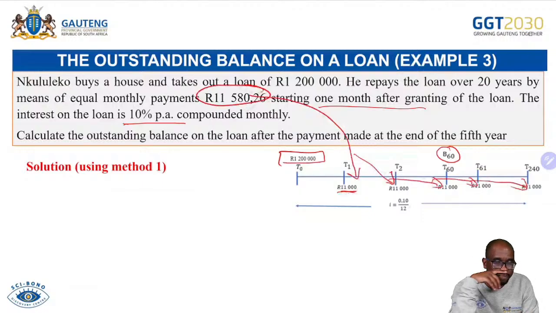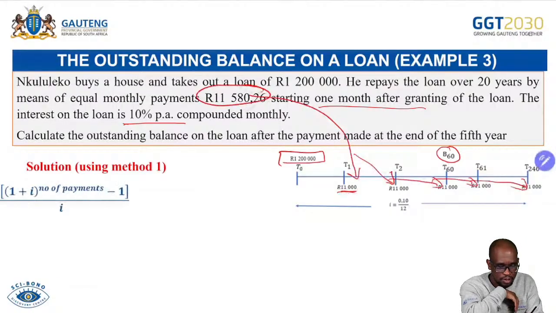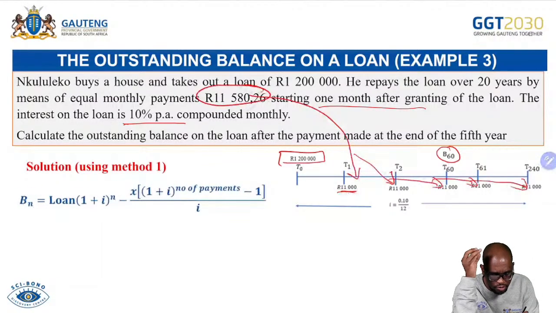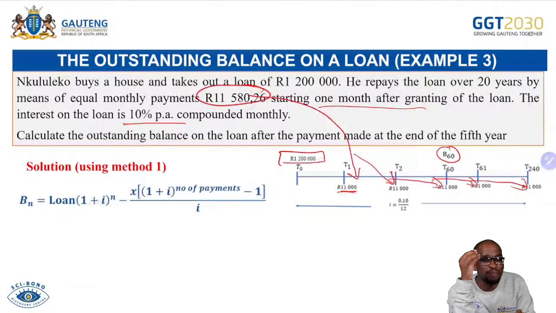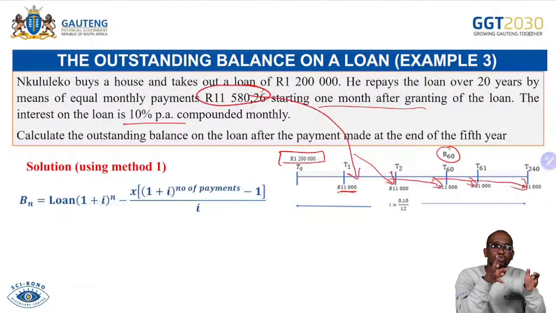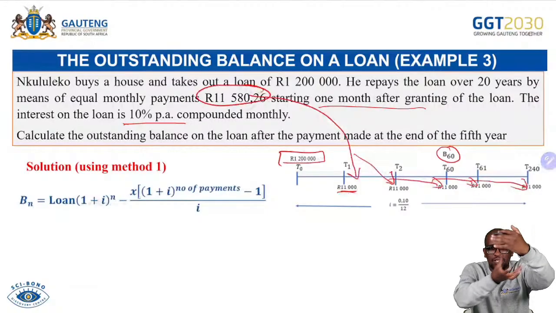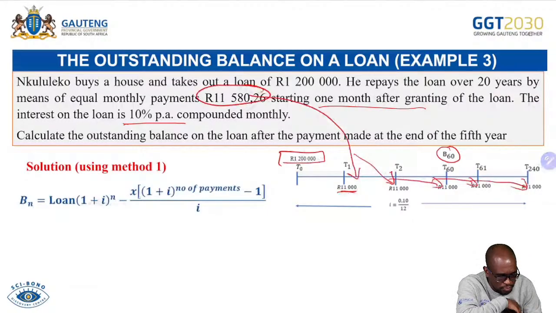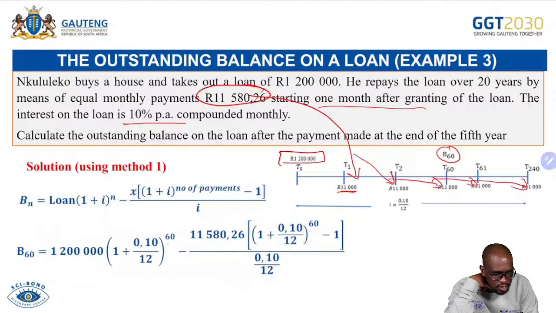All right. So now, if we use method one, this is what we should be doing. It's the loan including interest. So we take this 1.2 million, it gains compound interest for the duration of the period, and we subtract what you have paid. So you're going to get the loan amount, subtract what you've paid, and that would be the outstanding balance. Now let's check. It's 60 because they want the balance after 60 months. So we're going to be using 60 there.